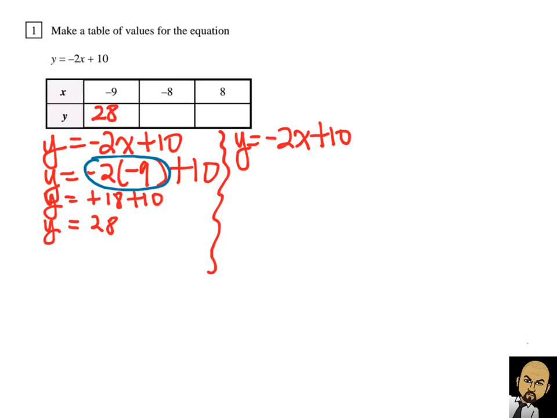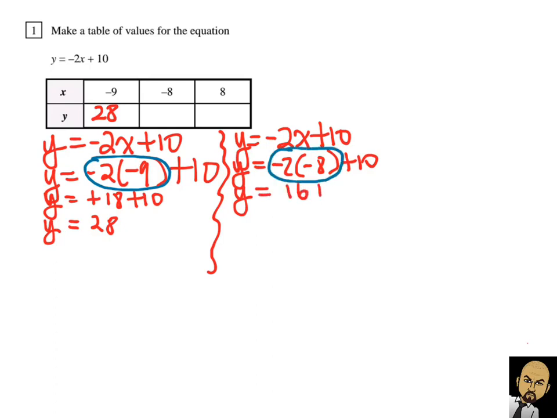Again, we are starting with y equals negative 2x plus 10. This time our x value is going to be negative 8. So we're going to take negative 8 and substitute it. Instead of negative 2 times x plus 10, it's going to be negative 2 times negative 8 plus 10.